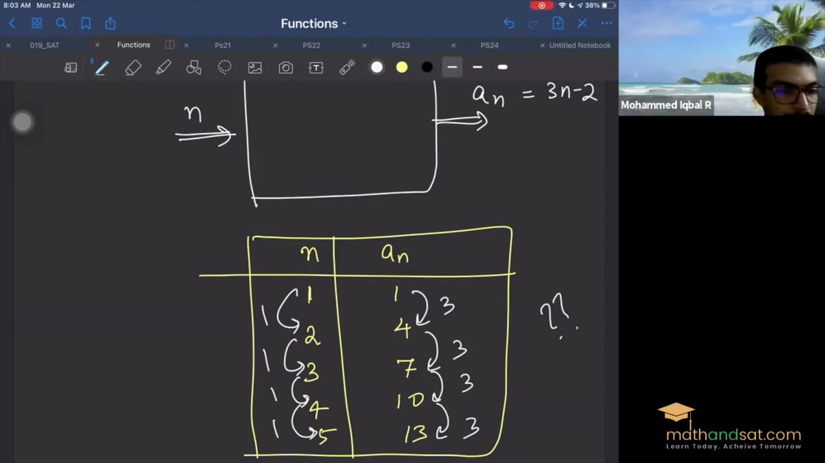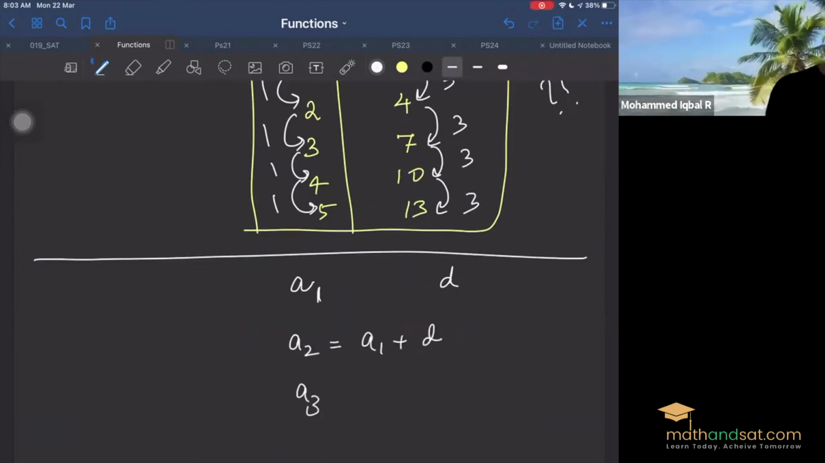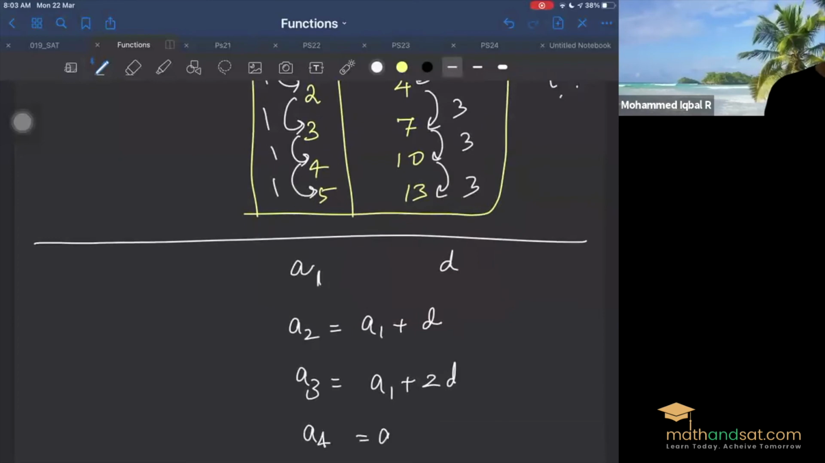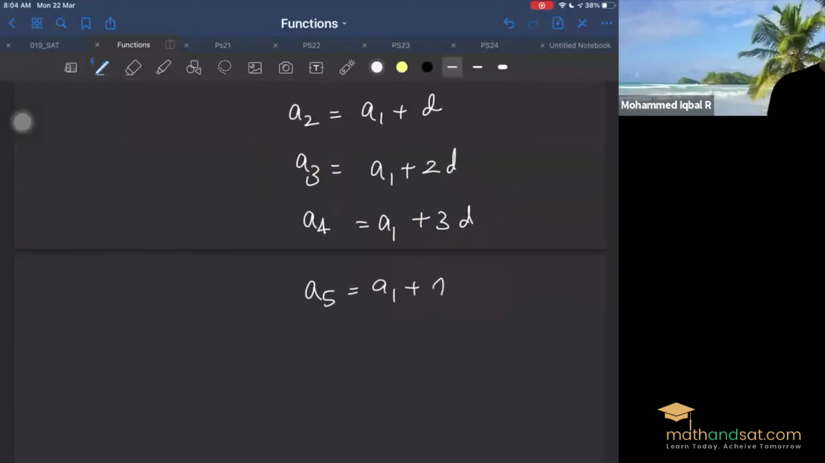Yes. So you can generalize an arithmetic progression as, for example, in our case, suppose the first term is A1, common difference D. Your second term is obtained as A1 plus D. Your third term is obtained as A2 plus D, which you can directly write as A1 plus 2 times D. Your A4 will be A1 plus 3 times D. Your A5 will be A1 plus 4 times D.